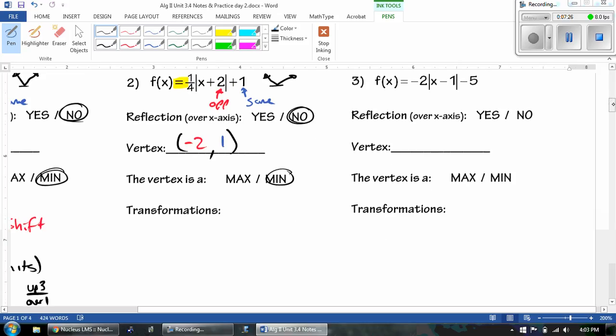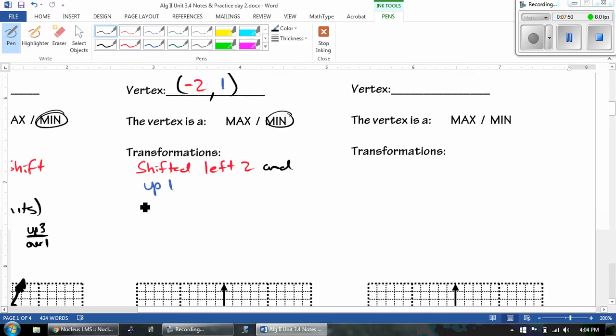So talking about our transformations, this is going to be shifted left 2 and up 1. Now let's look at our slope. Our slope is 1/4. That's a fraction, so we are going to get shrunk 1/4 units vertically.